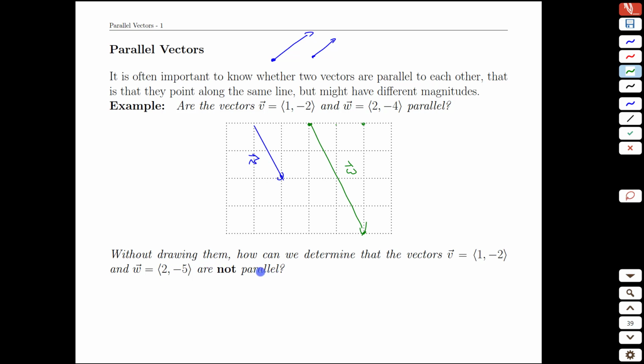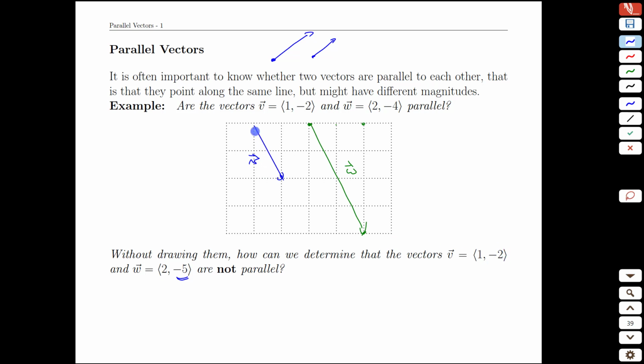The challenge is, could we have detected that or noted that before we actually drew the vectors? We don't want to have to draw everything. We would like to be able sometimes to just look at the component form and decide if that's true or not. And in particular, what if we had something that was not parallel? If we have 1, negative 2 versus 2, negative 5, well, that would go further down and that would break this parallel structure between the two vectors. How do we know that without getting to the diagram?